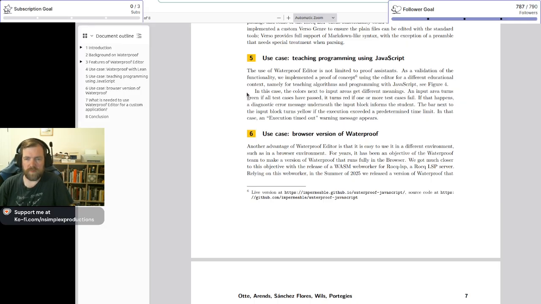The bar next to the input block turns yellow if the execution exceeded a predetermined time limit. In that case, an execution timed out warning appears.